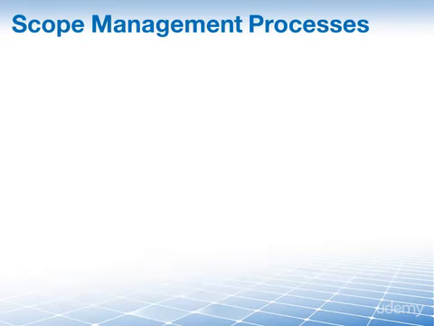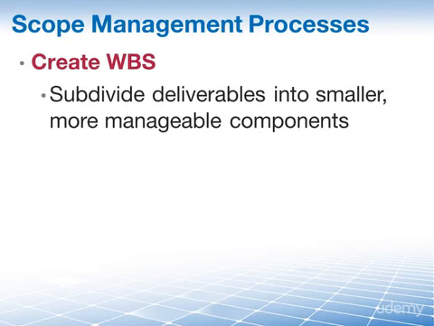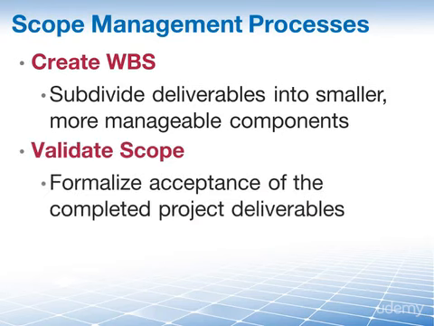Now we move on to the process that is the focus of this lesson. Create WBS. It's the process of subdividing the project deliverables, which we gathered in the previous process, and project work into smaller, more manageable components. Once we have that, we have to also validate our scope. And of course, somewhere in between those two processes, the scope is getting created as well. But that doesn't actually happen here in this process.